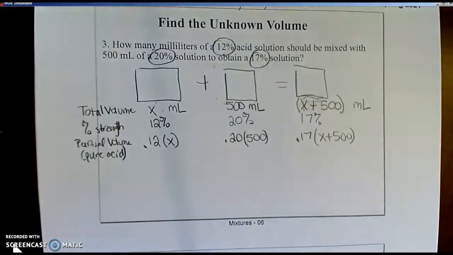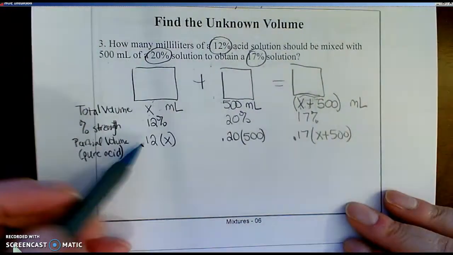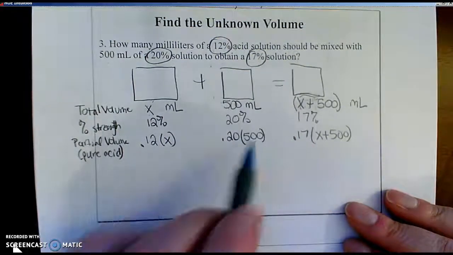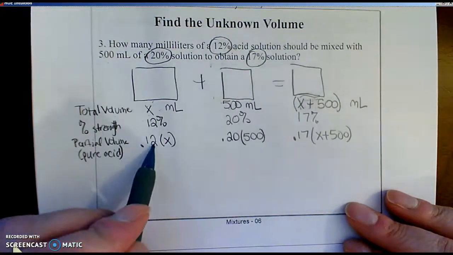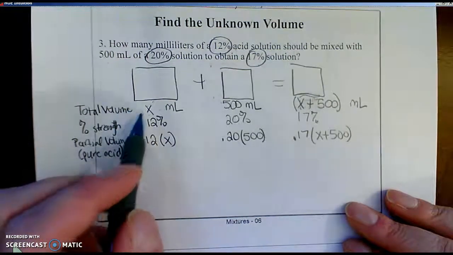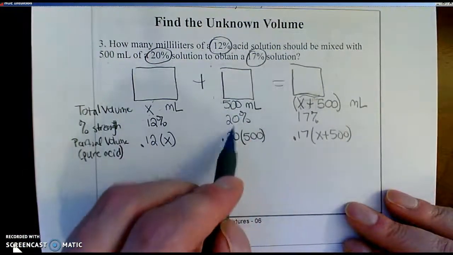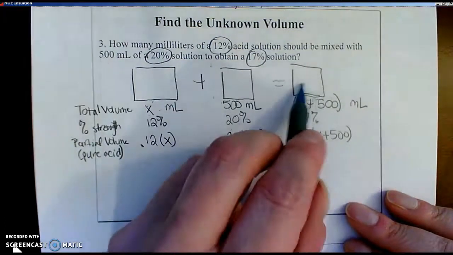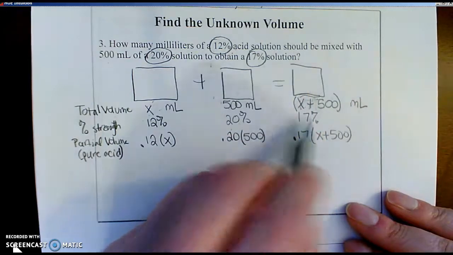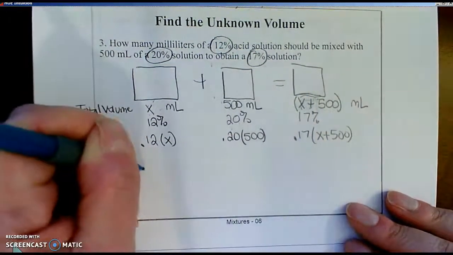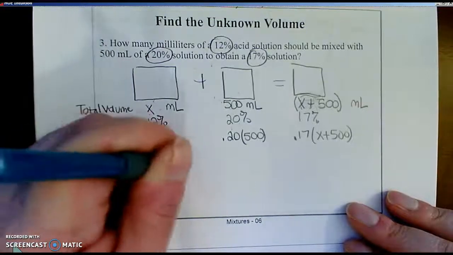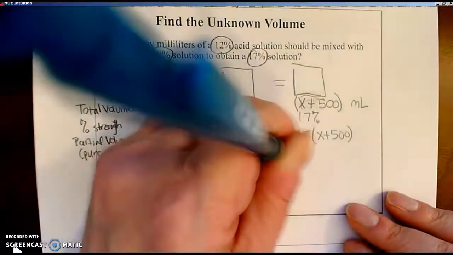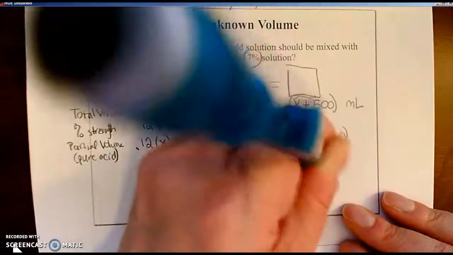Now, what I also like to recognize is that this partial volume plus this partial volume is equal to this partial volume, because remember, we're talking about the ingredients. This is the pure acid that comes from the 12% solution. This is the pure acid that comes from the 20% solution. Because we cannot create or destroy matter, the only way it's going to get into this third solution is if it came from those other two. So our equation is 0.12 times x plus 0.20 times 500 equals 0.17 times x plus 500.